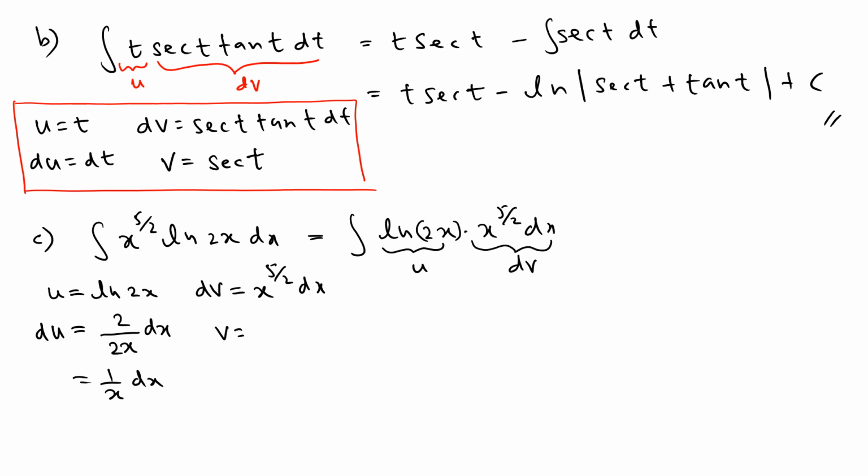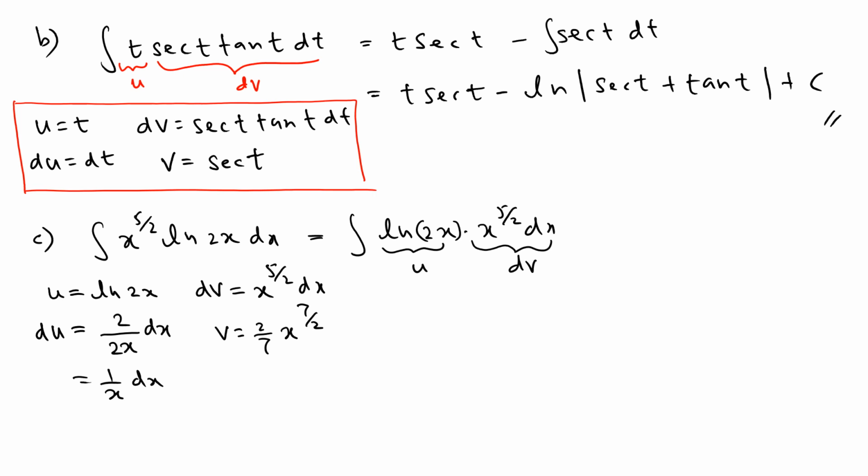Here you take the integral, so you add 1, that means 7/2. I mean 2/7 x^(5/2). No, 5/2 plus 1 is 7/2. Okay, so that's what you get. So we can plug in here now.